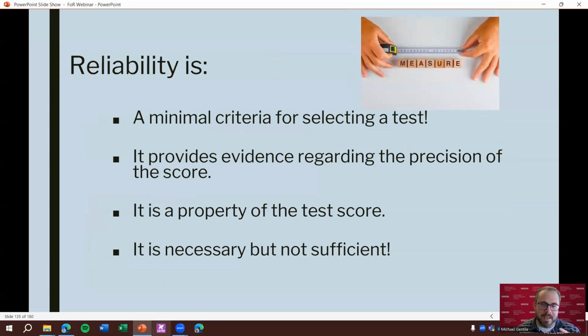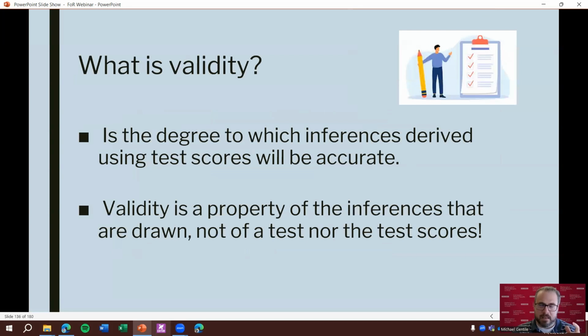Again, reliability is one piece that is very important for the test. It helps you determine whether you should select the test. It is a quality of the test score, and it is necessary but not sufficient because of the other piece. So we have reliability. Now the other piece is validity.